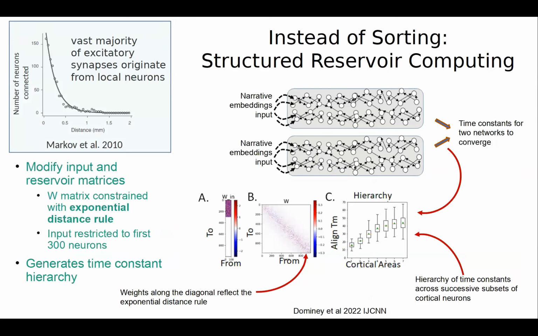and then really only local connections between neurons within the reservoir, which gives this kind of canal-like topological structure to the reservoir. So the information has to flow from one end to the other. This is the connectivity of neurons to and from neurons in the reservoir along the diagonal, showing this local exponential distance rule connectivity. So if we do this with this topology, now we no longer have to sort the neurons.